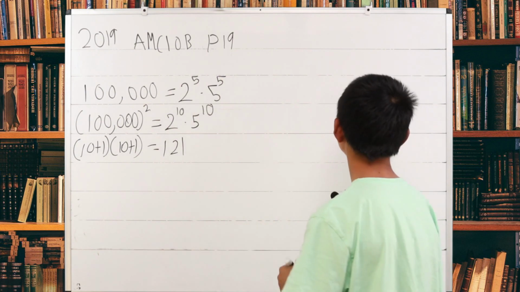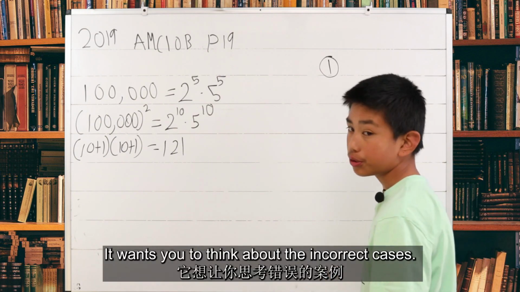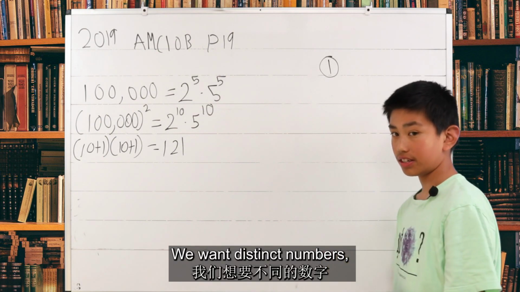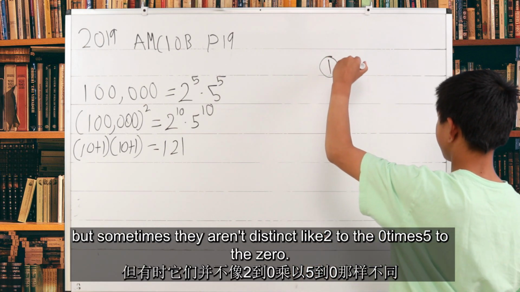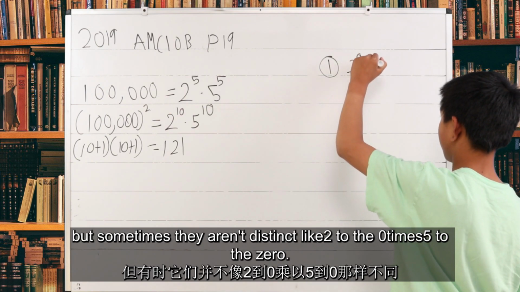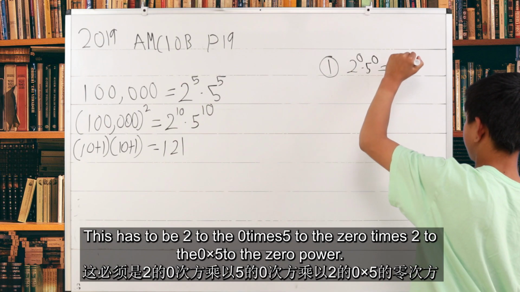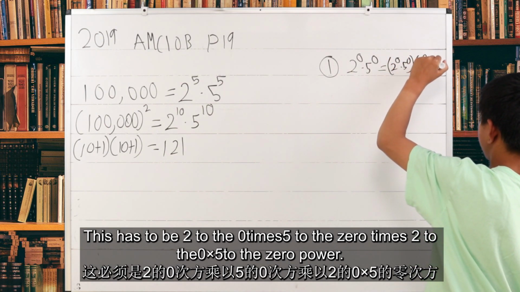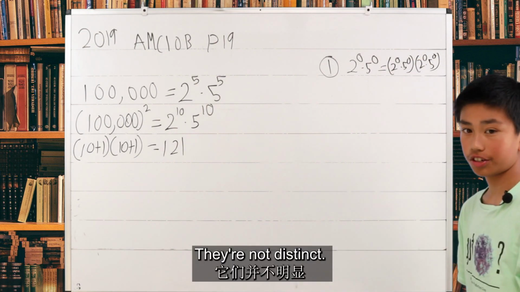Now, you might think that this is the correct answer, but there are actually 4 cases that are wrong. This is what the question is really asking you. It wants you to think about the incorrect cases. We want distinct numbers, but sometimes they aren't distinct, like 2 to the 0 times 5 to the 0. This has to be 2 to the 0 times 5 to the 0 times 2 to the 0 times 5 to the 0th power. These are all the same, so they're not distinct.